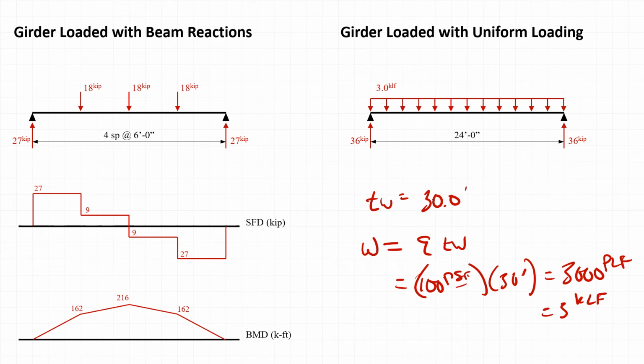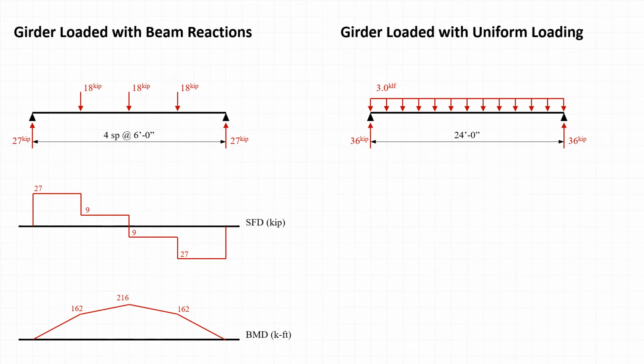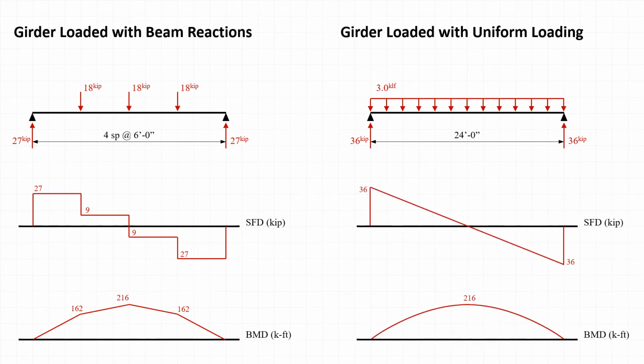Okay, so now we know where this loading up here comes from, and that gives us reactions of 36 kips. So we can sketch the shear force diagram. It looks like that, 36 kips on either end, and we can sketch the bending moment diagram, and you can see that in the middle of the beam we end up with the same bending moment, 216 kip feet, that we had in the other case.